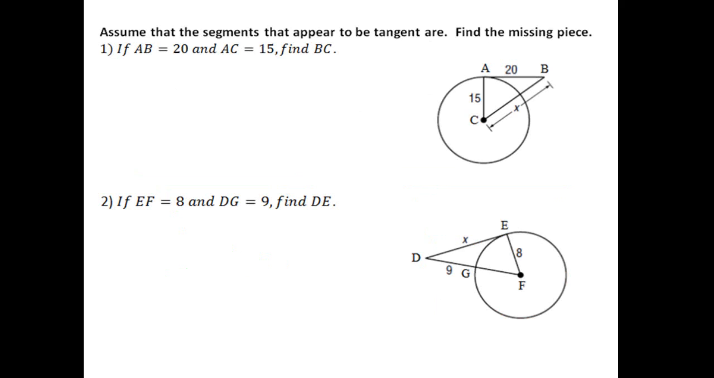Let's try a few examples. The first, assume that the segments that appear to be tangent are, and we want to find the missing piece. For problem number 1, if AB is 20 and AC is 15, we're looking for BC.